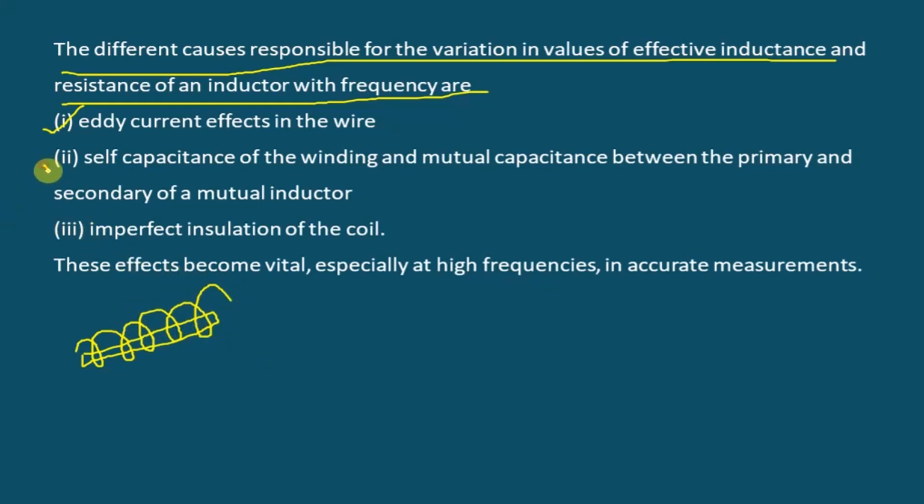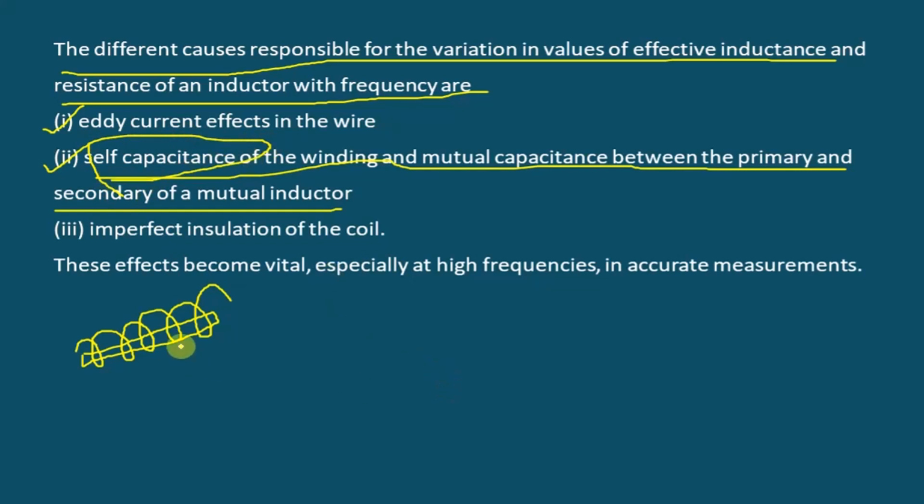So the second reason is self capacitance of the winding and mutual capacitance between the primary and secondary of a mutual inductor. So what is self capacitance? Let's suppose this is an inductor. The capacitance between these two windings, this is called the self capacitance. So these are the effects which happen in the inductor. Due to this value also the inductance of the inductor will change.